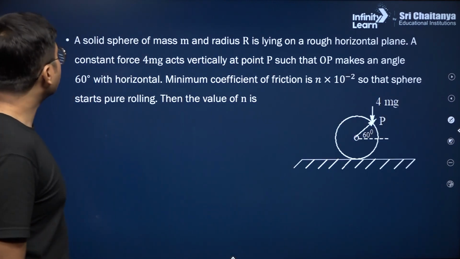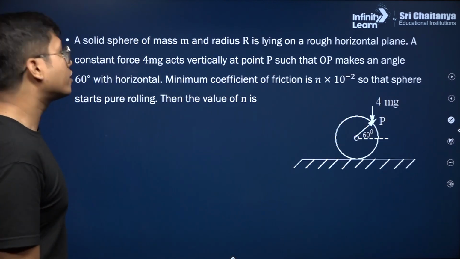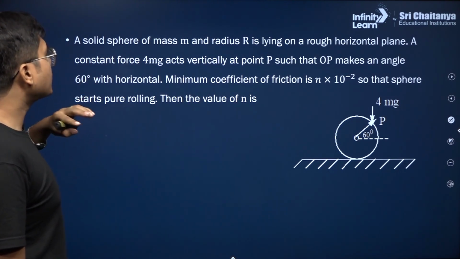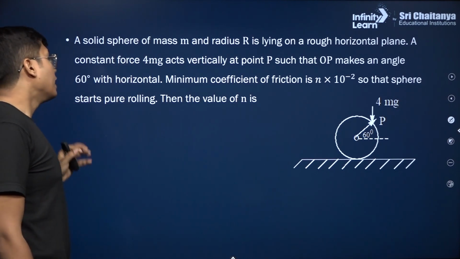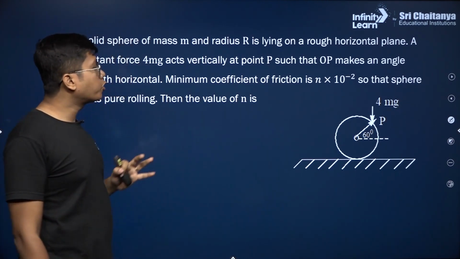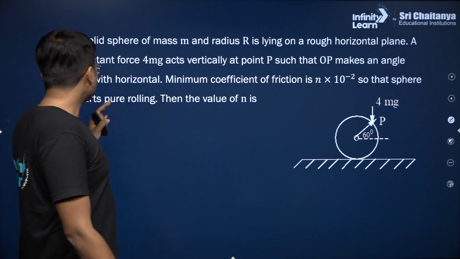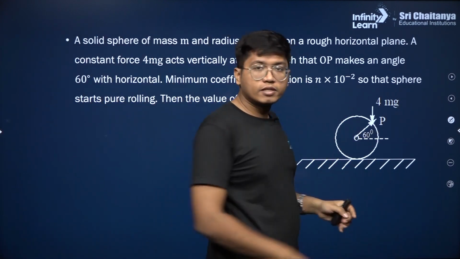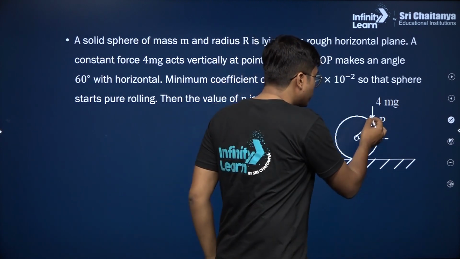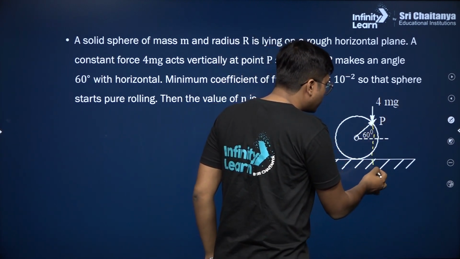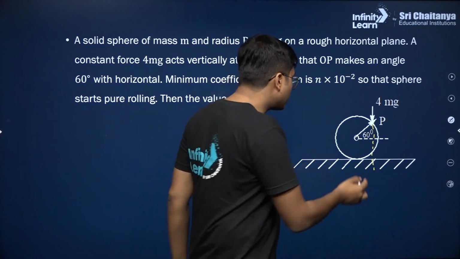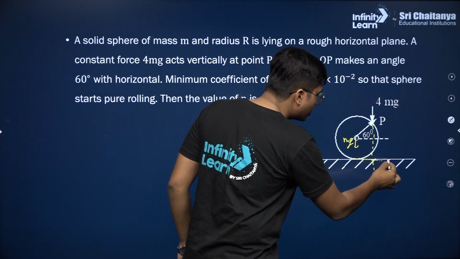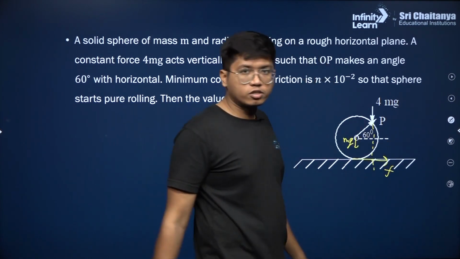Next, solid sphere of mass m, radius capital R, lying on a rough horizontal plane. Constant force 4 mg acts vertically at a point P such that OP makes an angle 60 degree. Minimum coefficient of friction is n into 10 to the power minus 2, so that the sphere starts pure rolling. So over here, what are the forces? You have the P acting straight down, this is the line of action of that P. You have the mg acting in this direction, and you have the frictional force acting in this direction over here.